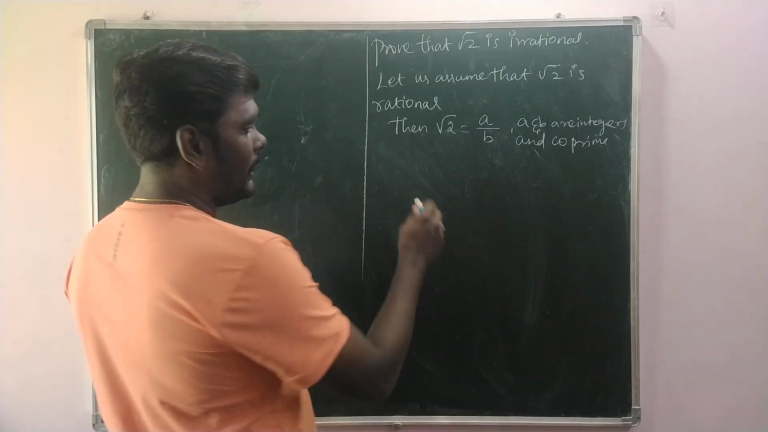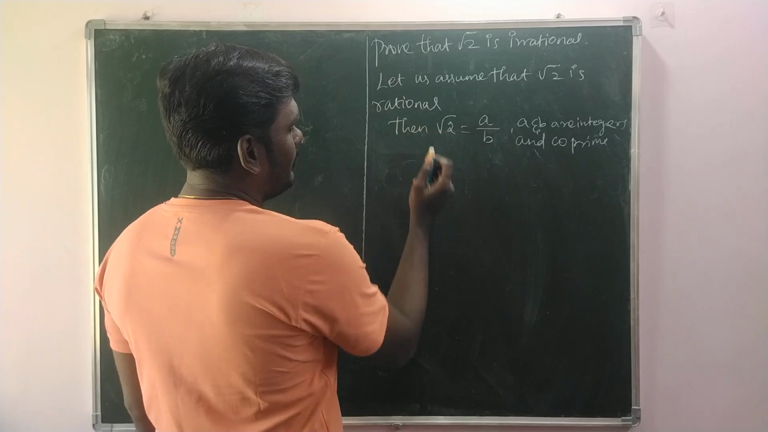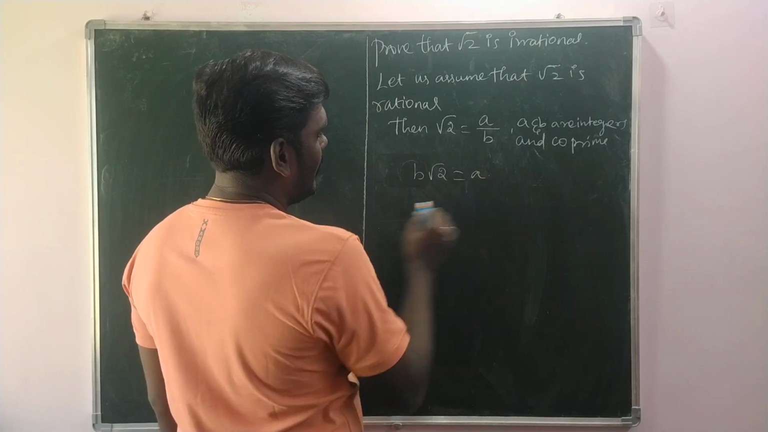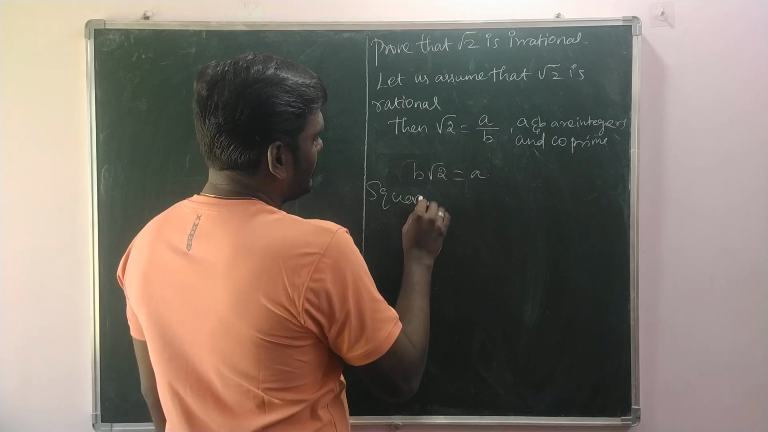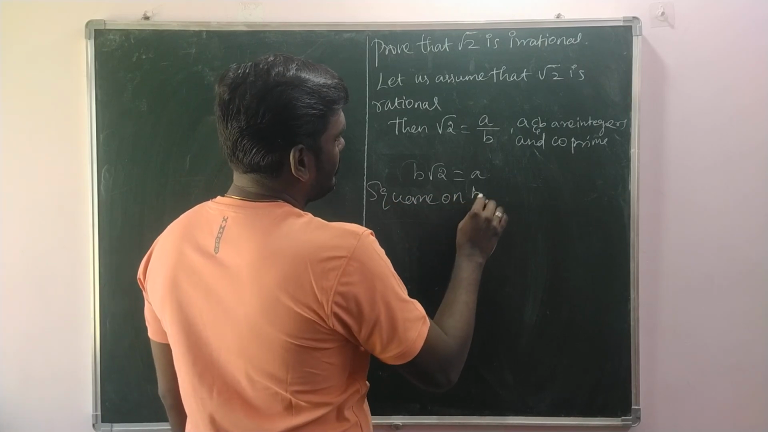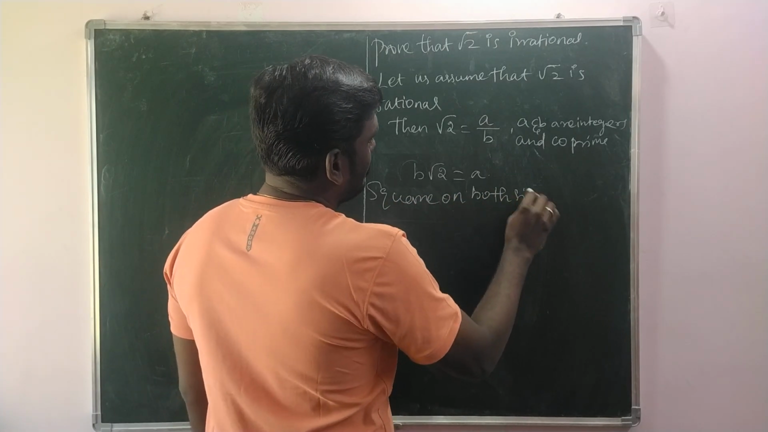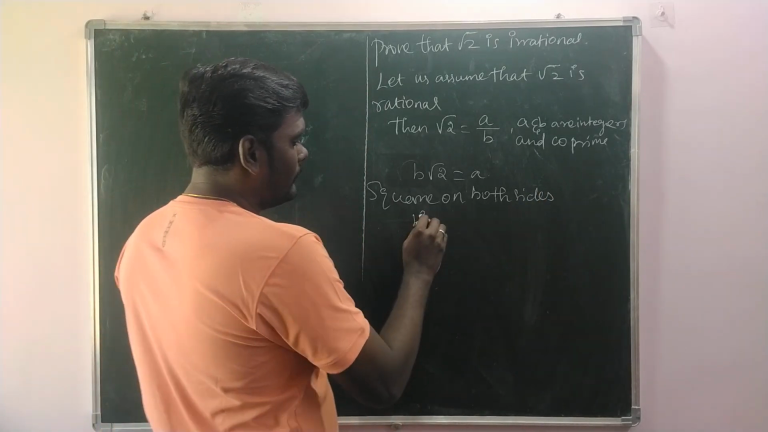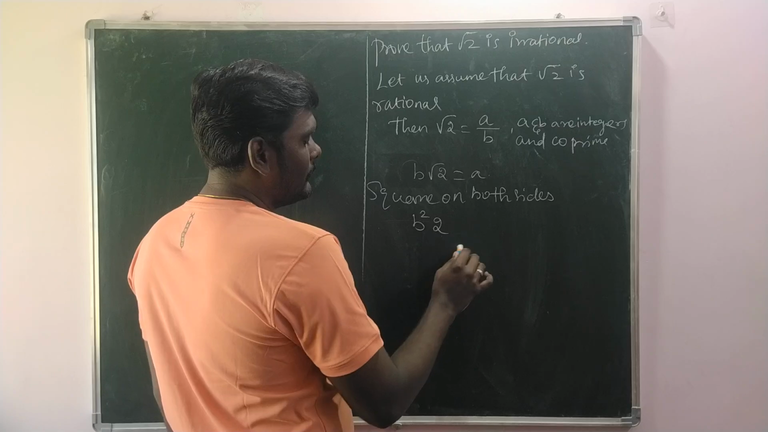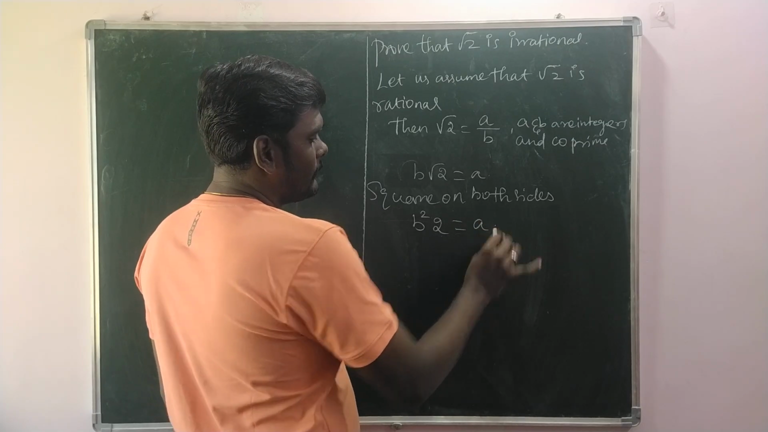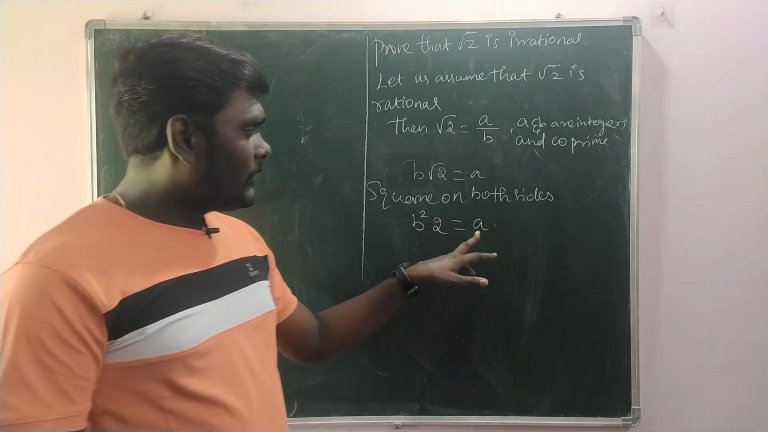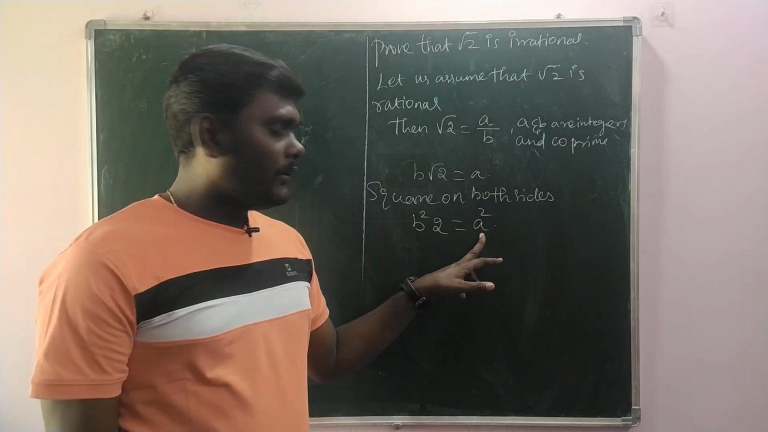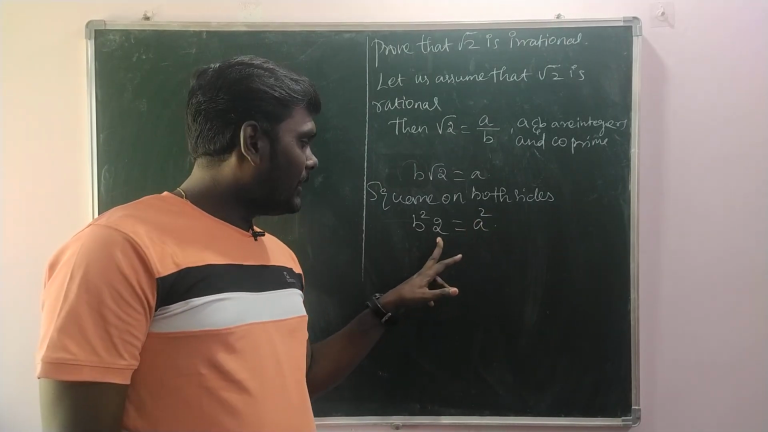We want to make it really fast. We'll just cross multiply these things. We have b into root 2 is equal to a. Now square on both sides. When we square on both sides, here we have b square into 2 is equal to a square. Now what do you observe here? A square is a multiple of 2.